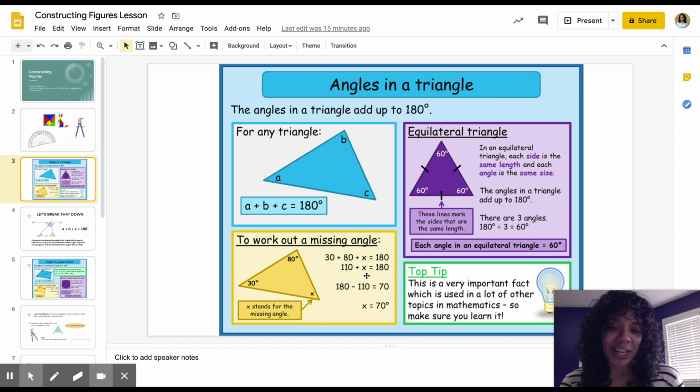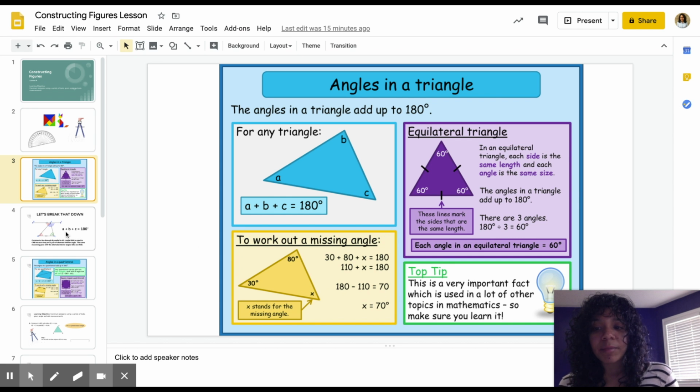subtracting it from 180. So here we have 30 plus 80 plus x, which is a missing angle, equals 180. So we add 30 plus 80, which is 110, plus x equals 180. And then we know if we do 180 minus 110, that gives us 70 degrees. And then that's the leftover angle.